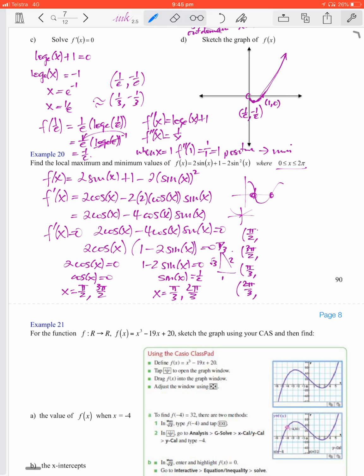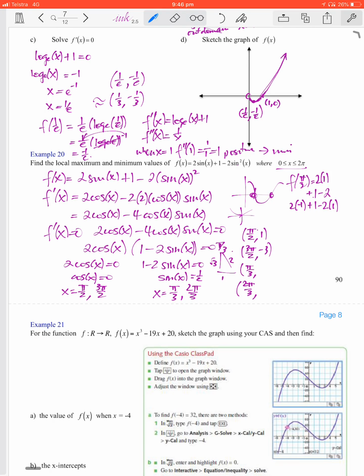Okay, so if I put pi on 2 into the top one, f of pi on 2, we know that sine of pi on 2 is 1, so I get 2 times 1 plus 1 minus 2. Sine of pi on 2 is 1, 1 squared is 1, so minus 2. So I'm going to get 2 plus 1 minus 2, that's going to be 1. If I put 3 pi on 2, we know that sine of 3 pi on 2 is negative 1, so I get 2 times negative 1 plus 1 minus 2 times negative 1 squared, which is 1. So I've got negative 2 plus 1 minus 2, so that's negative 3.